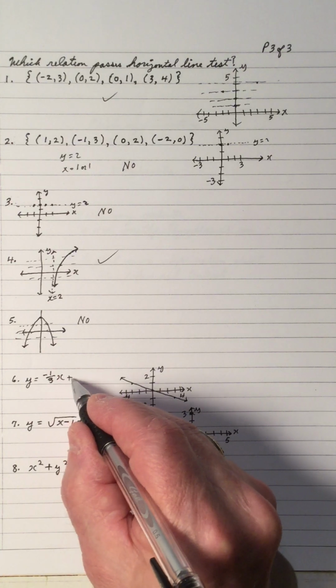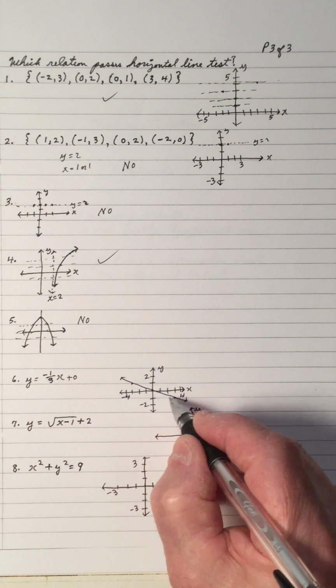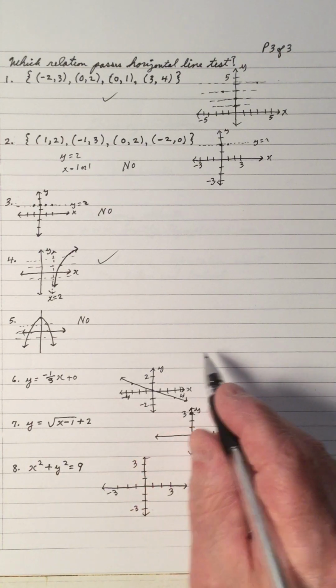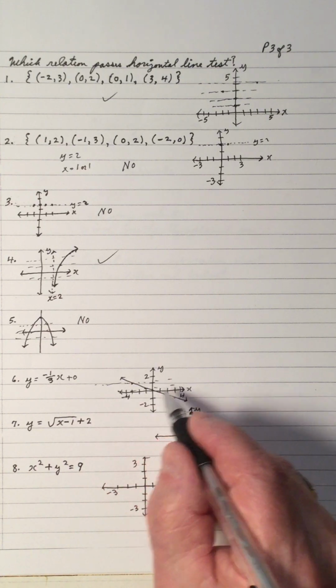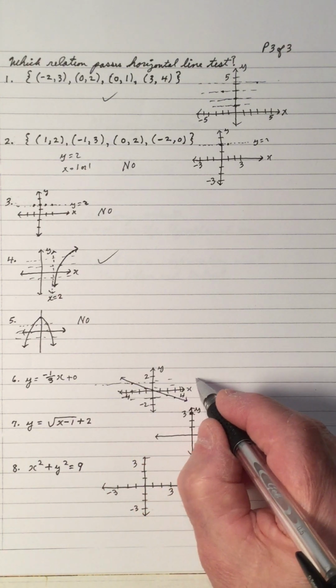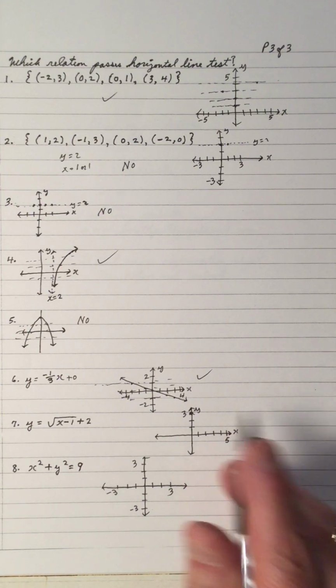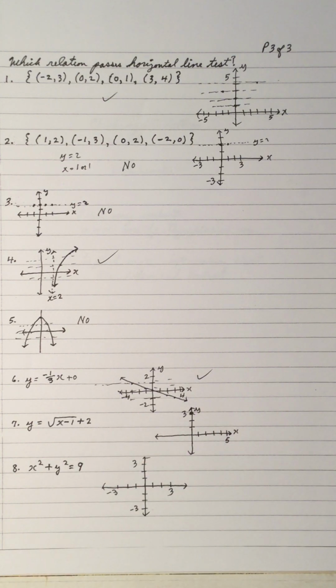Notice the line has a y-intercept of 0. So you go down 1, right 3, or you can go up 1, left 3. It's an oblique line, so no matter where I draw a horizontal line, it will pass through only 1 point. So it passes the horizontal line test. And we have number 7.